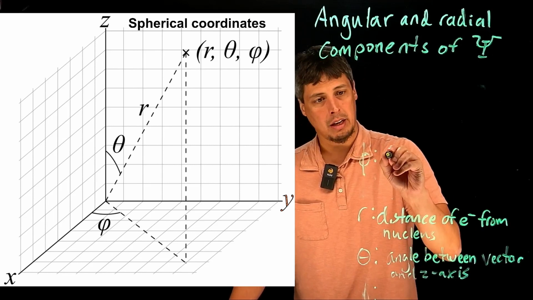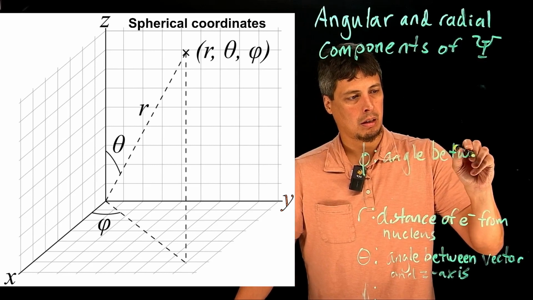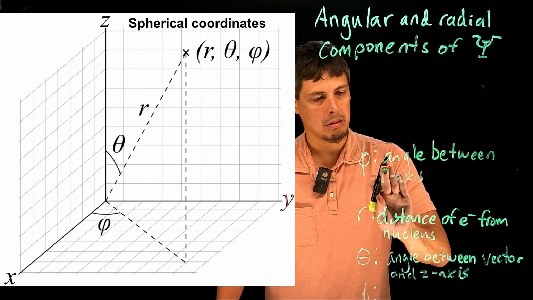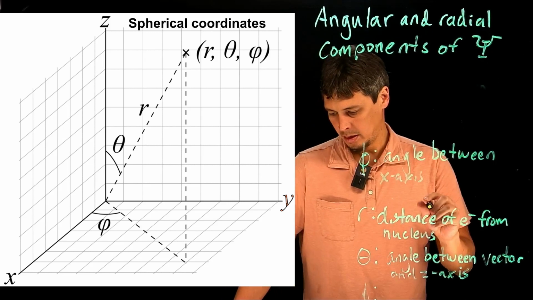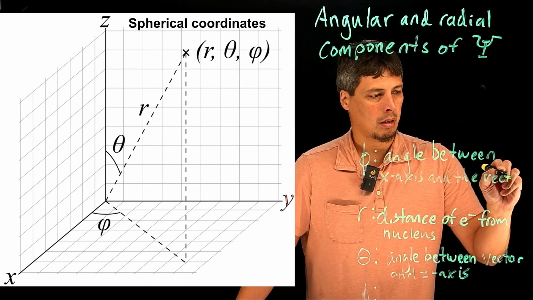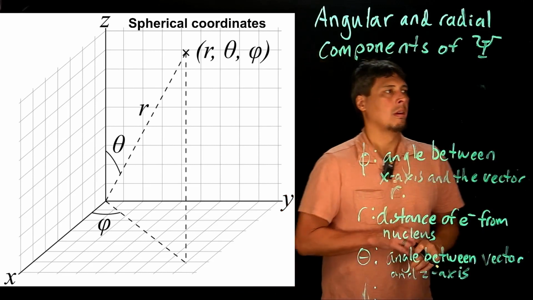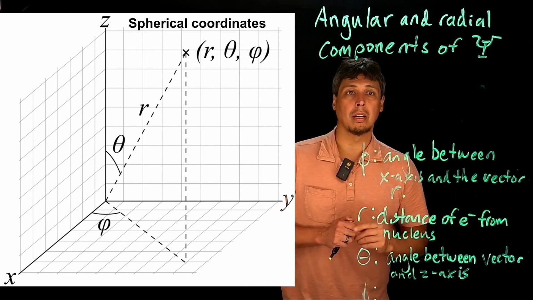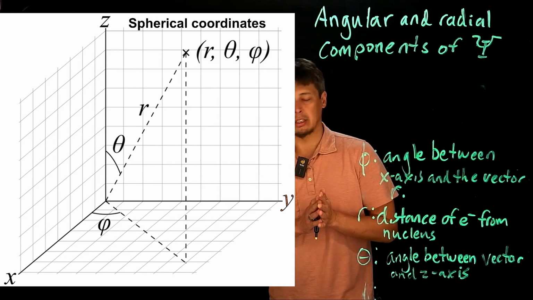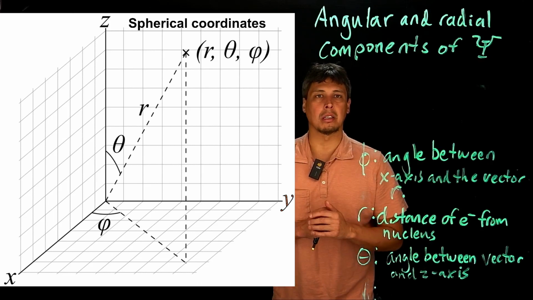Phi, that's the angle between the x-axis and the vector defined by r, okay? And so using these instead, we will be able to make the math for looking at the distribution of the electron using the wave function a lot simpler, and we'll discuss the components of that in a second.